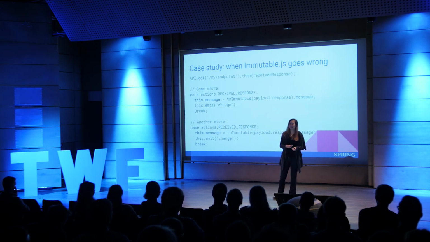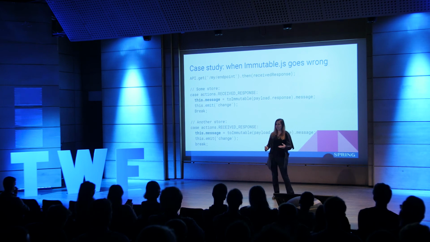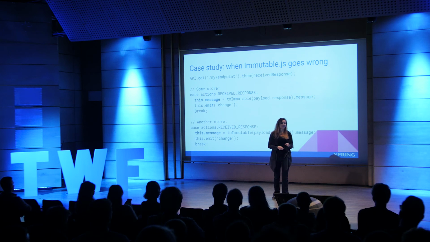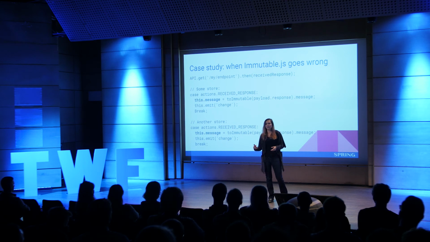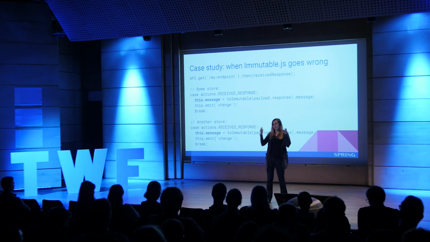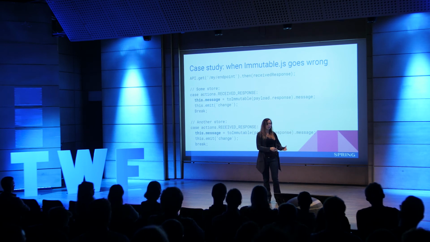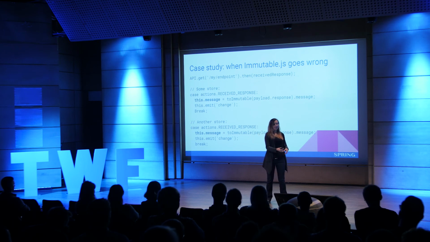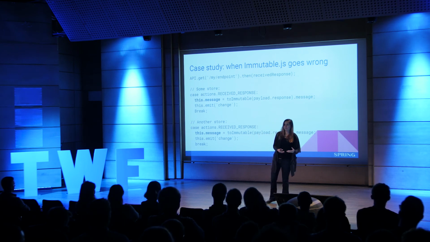So where Immutable.js can go wrong is, of course, when people misuse it. We had this situation in our code base. We are not proud of it, but it happened. So you have the call to the endpoint, you get the data back, and then you react to whatever payload you got back from the server. So in one store, you will read the data and create the immutable object out of it. In the other store, you will do the same. You would expect that the message in both of the stores will be the same.